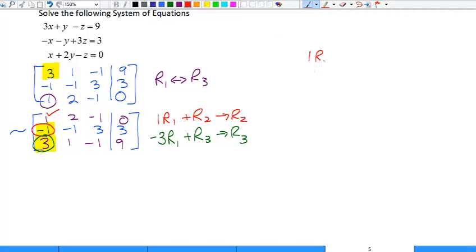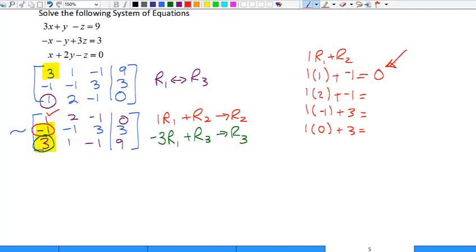So I have 1 times row 1 plus row 2. I'll do this one horizontally and the other one vertically. So 1 times row 1, that's 1, 2, negative 1, 0. And row 2 is negative 1, negative 1, 3, and 3. Once I have those all written out, I can add it. 1 times 1 is 1, minus 1 is 0. No real surprise there. That's what we were trying to have happen. 2 times 1 is 2, minus 1 is 1. 1 times negative 1 is negative 1, plus 3 is 2, and 0 plus 3 is 3.